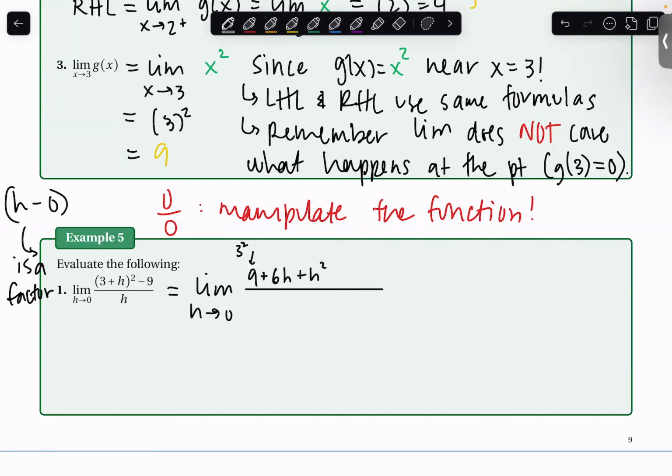If you're not as comfortable expanding, you can write a couple more steps in here, but just to save us some time, I'll talk through it, but I won't write every single step there. Okay, that's the first part. That's this portion here. And then I have my minus 9 upstairs. My denominator is unchanged. I can't really do anything else there. But what can I do to my numerator to try to simplify?